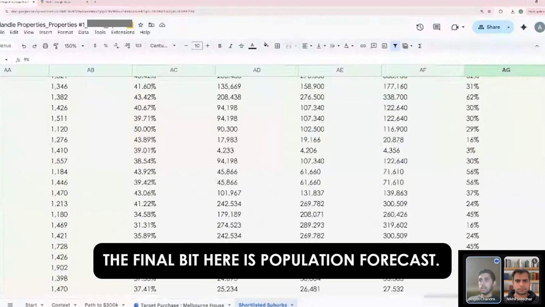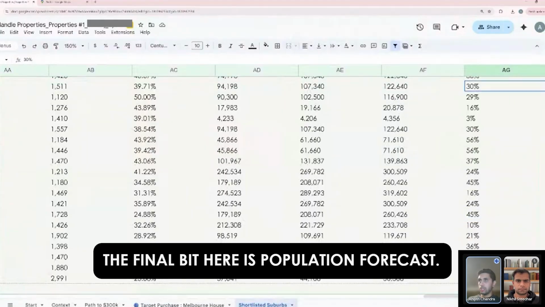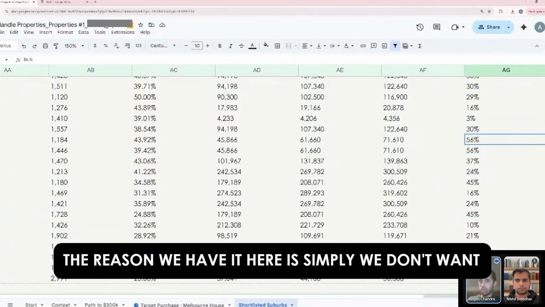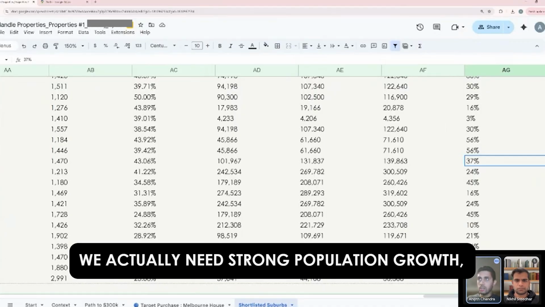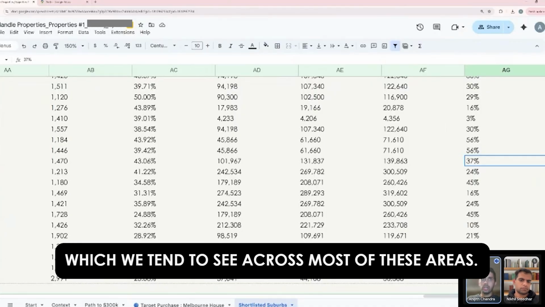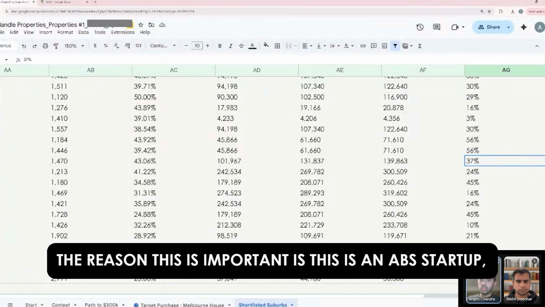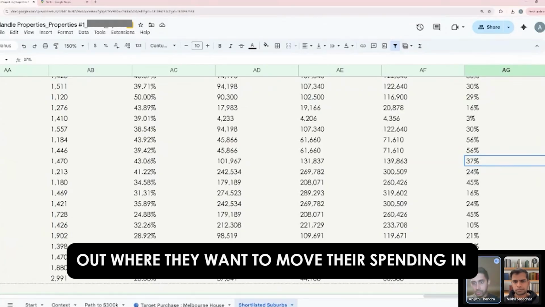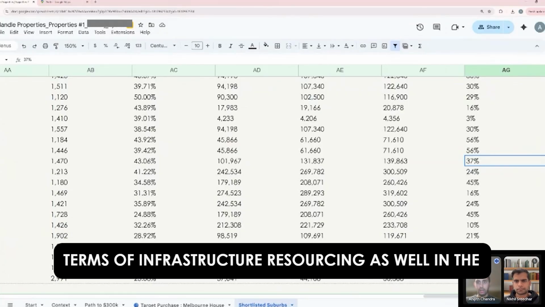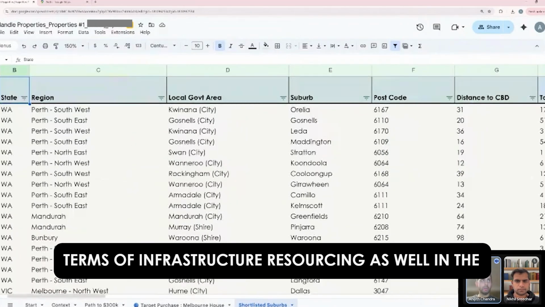The final bit here is population forecast. The reason we have it here is simply that we don't want to invest in an area where the population is shrinking. We actually see strong population growth, which we tend to see across most of these areas. The reason this is important is that this is ABS data, and the governments typically use this to project where they want to move their spending in terms of infrastructure and resourcing in the future.